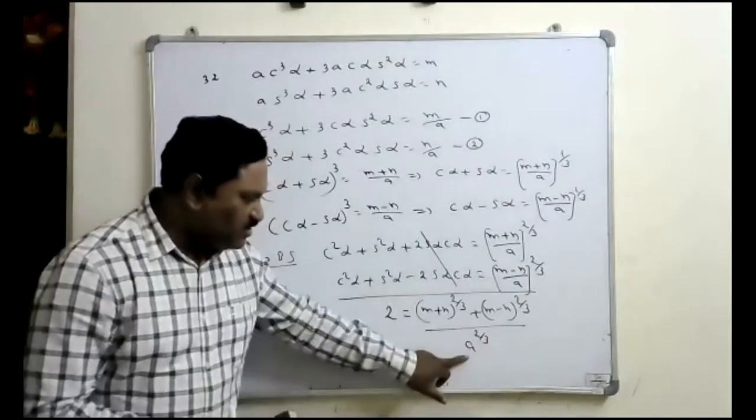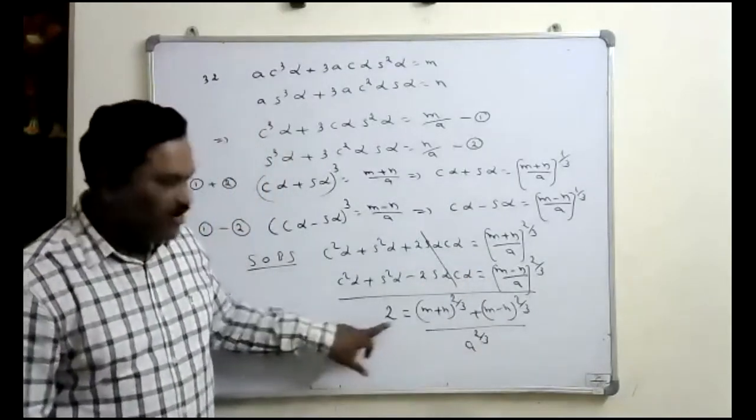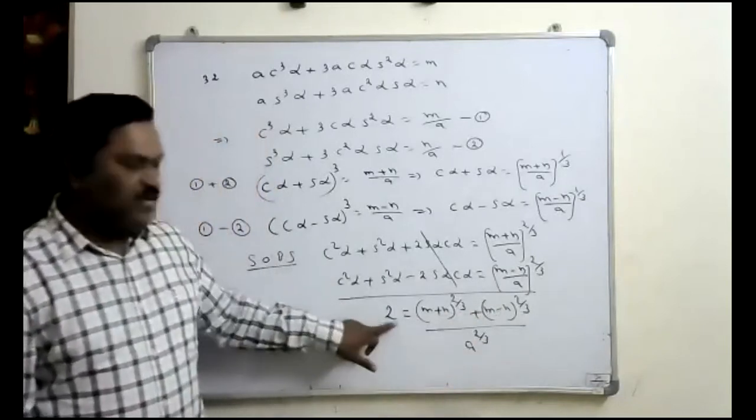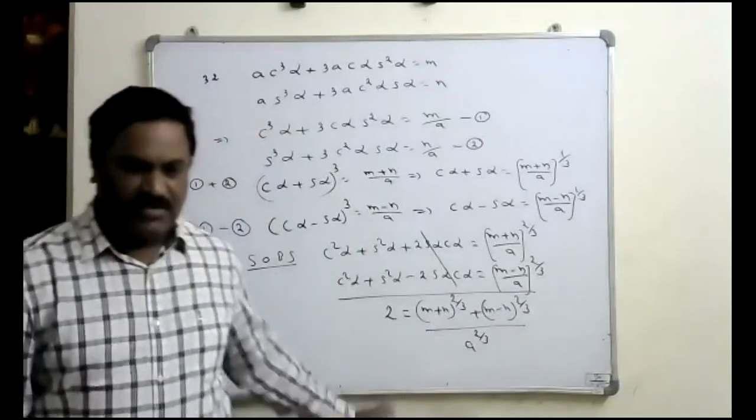Okay. Now bring this a power 2 by 3 to this side. So this answer is 2 times a power 2 by 3. That is the answer for it. Take that.